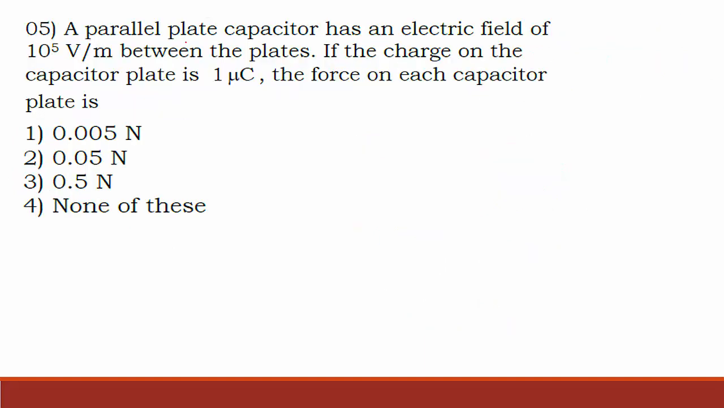Fifth question. A parallel plate capacitor has an electric field of 10 raised to 5 volt per meter between the plates. If the charge on the capacitor plate is 1 microcoulomb, the force on each capacitor plate is. So we can use the equation F equal to 1 by 2 Q squared divided by A epsilon naught, or we can modify this equation F equal to 1 by 2 Q into E. Substitute the values directly.